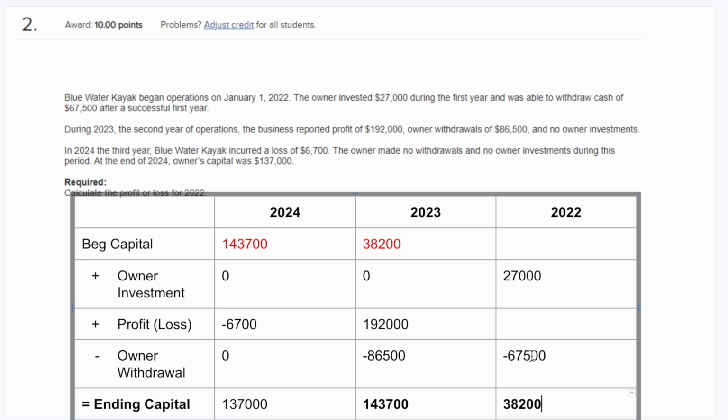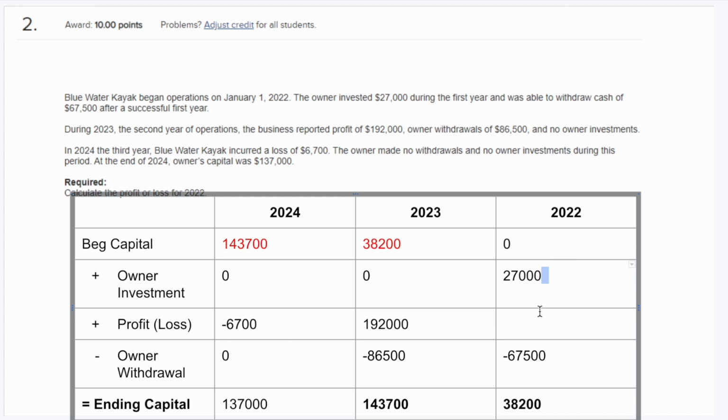In 2022, there was 27,000. The beginning capital for 2022, we're going to say was 0 because there was no company before that. So what we do is we say, okay, 38,200 plus the 67,500 plus whatever the profit, subtract 27,000 will give us 0. So effectively, what is it that makes that equation work?